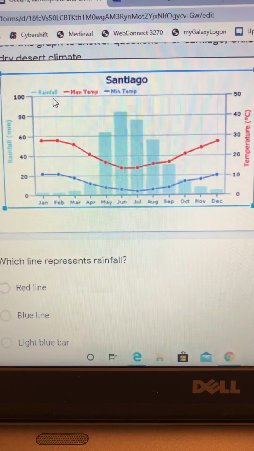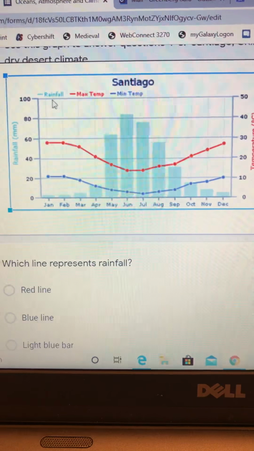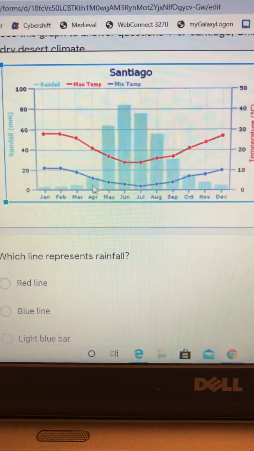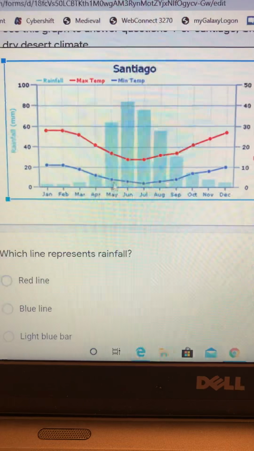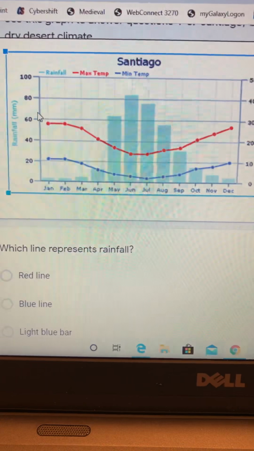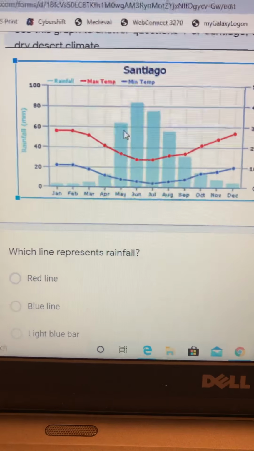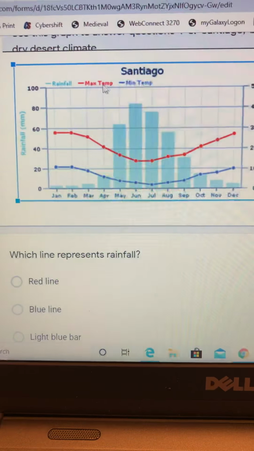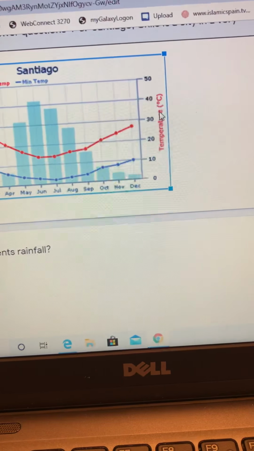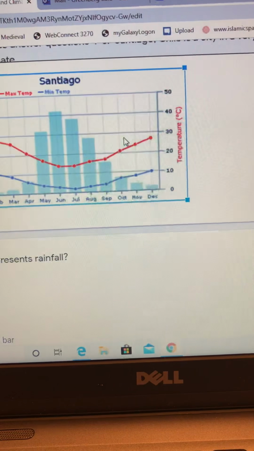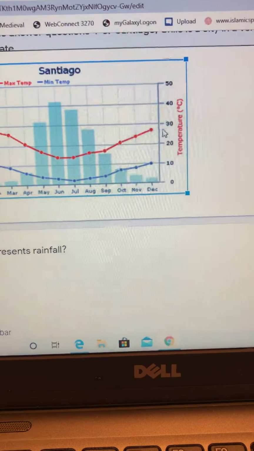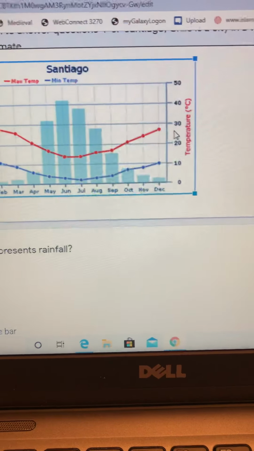So if I get a question about rainfall, I'm looking at the light blue bars and I'm looking at this side which says rainfall. So if it's like how much rainfall is there in May, I look at May, I look at the bars, and then I go to this side and I see it's a little bit above 60 millimeters. If I'm asked about the maximum temperature, I'm going to look at the red line, and I'm not going to look at this side, I'm going to look at the other side. So if I'm asked what was the maximum temperature in December, I'm looking at the red line and I see it's a little bit under 30 degrees Celsius.